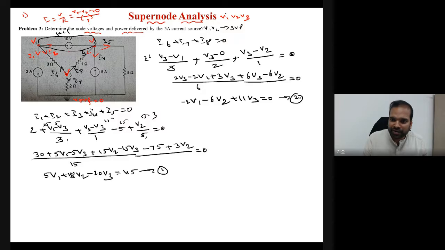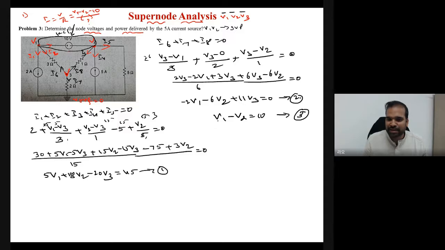So you need to find v1, v2, v3. In order to find 3 unknown variables, how many equations do you need? Linear equations? 3 equations. So you get equations 1 and 2. Then how to find the third equation? Of course, by using the super node you can find it. The voltage difference between v1 and v2 is always equal to what? 10. Therefore v1 minus v2 equal to 10 volts. This is my equation 3.